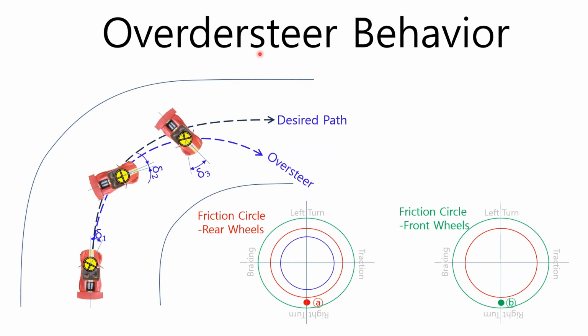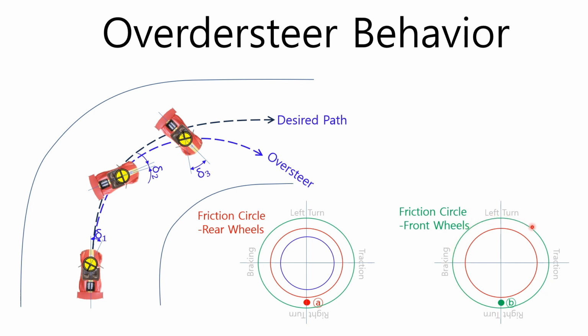This time, we will learn about vehicle behavior in oversteer and how to overcome it. Oversteer occurs when lateral sliding occurs in the rear wheels while turning. At this time, the rear wheel drive state is located at point A, beyond the red friction circle. On the other hand, the driving state of the front wheels is point B, which has available friction force.